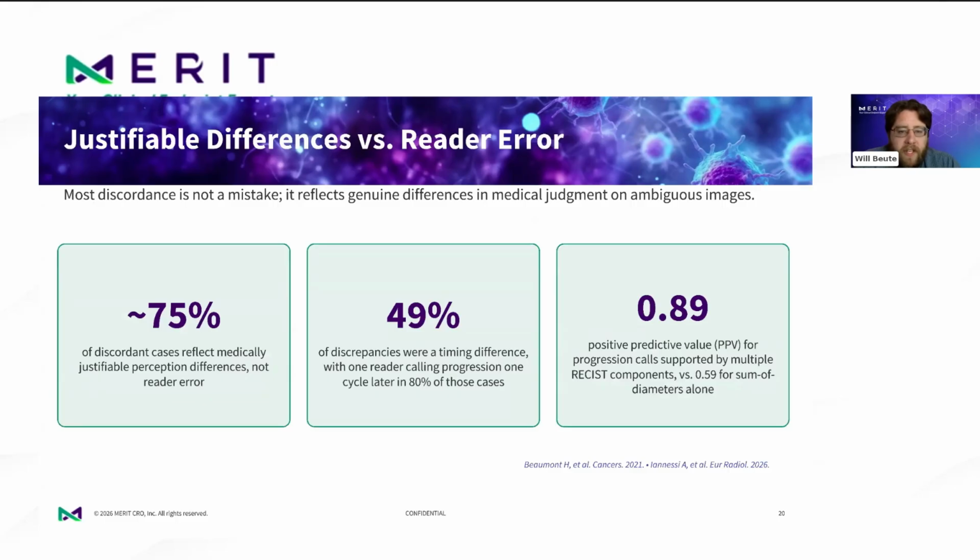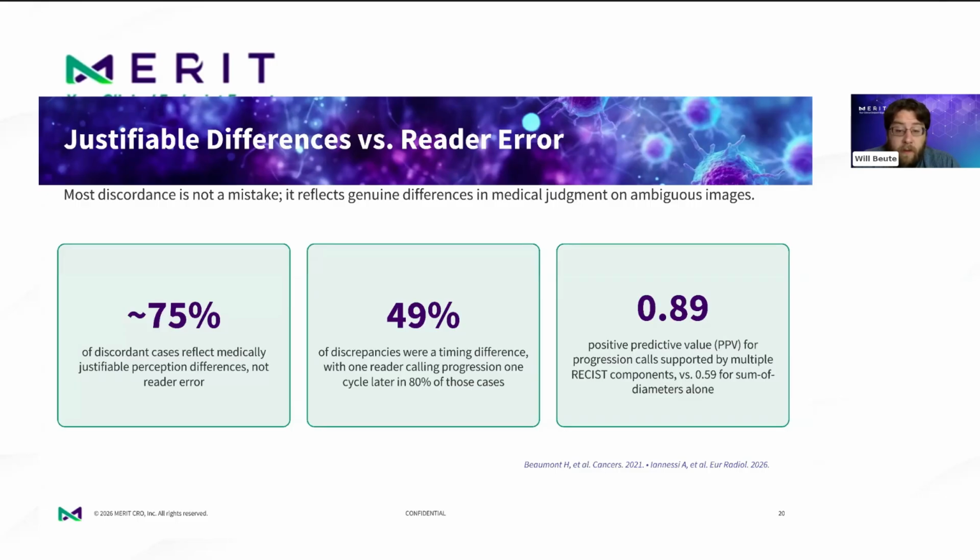This brings us to what I think is the most important conceptual point on this topic. It would be easy to assume that all of this disagreement somehow represents error or mistake, that someone is getting it wrong, but that's not really what the data show. Most discordance is not a mistake. It simply reflects genuine differences in medical judgment applied to ambiguous images by very experienced and skilled radiologists. Roughly 75% of discordant cases reflect medically justifiable perception differences, not reader error. These are cases where 2 experts, both reading correctly and in good faith, simply interpret an ambiguous finding differently.